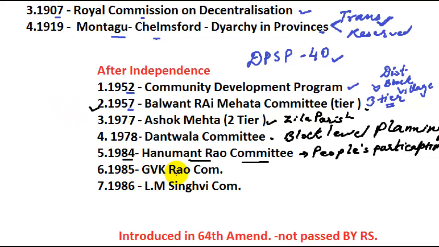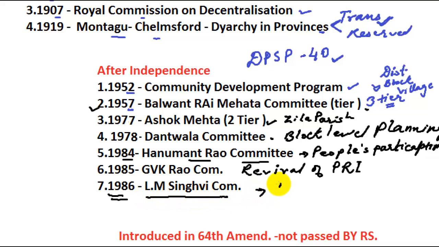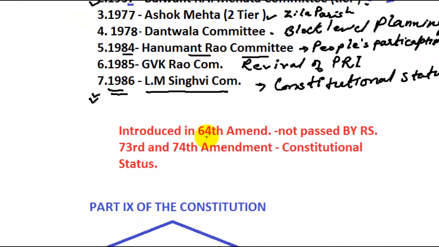Then in 1985, the GVK Rao Committee was formed and it suggested revival of the Panchayati Raj system. And finally, in 1986, it was the L.M. Singhvi committee which suggested giving constitutional status to the Panchayati Raj system. For giving constitutional status, the 64th amendment was introduced in the parliament, but it was not passed by the Rajya Sabha. Finally, in 1992, it was the government of P.V. Narasimha Rao that passed the 73rd and 74th amendments, and the Panchayati Raj system got constitutional status.